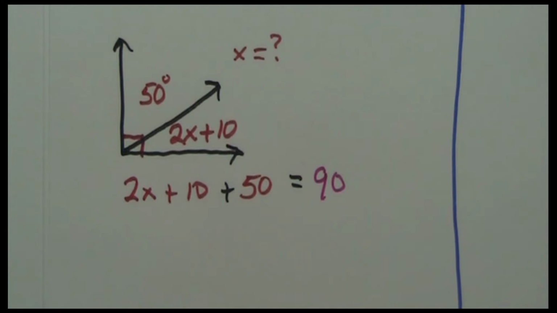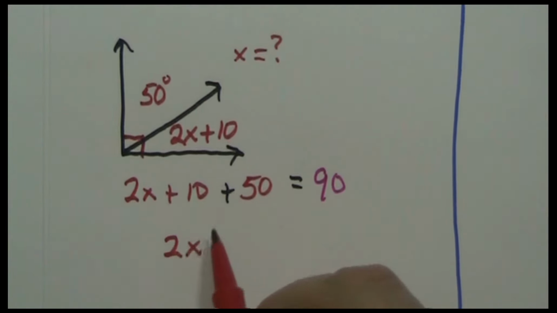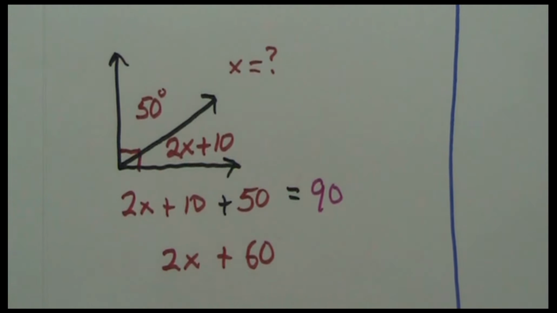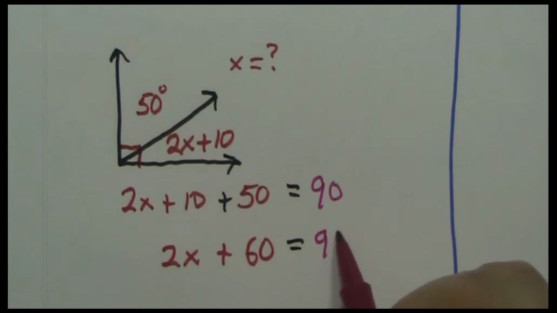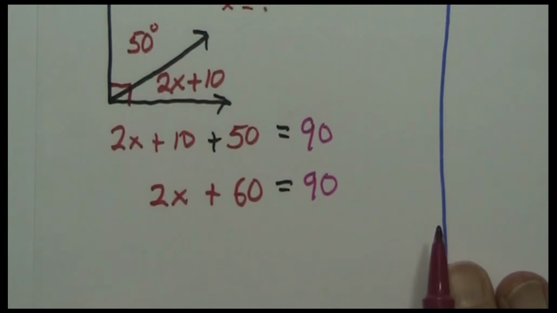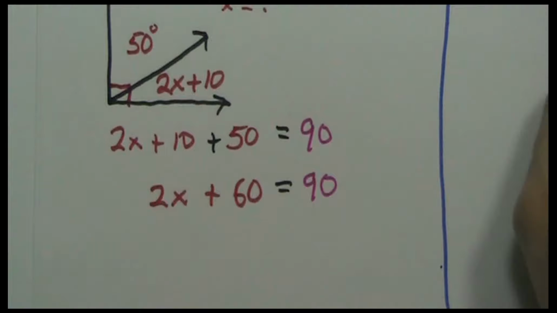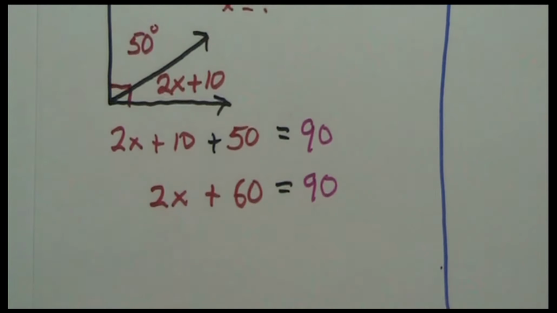So what would I do? First step is I would combine the like terms, the 10 and the 50. So that's going to give me 2x, 10 and 50. That makes 60. That equals 90. Now we have a two-step problem. So subtract 60 on both sides.